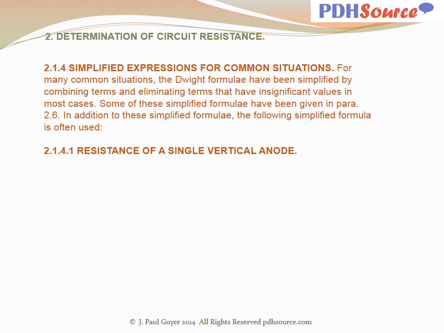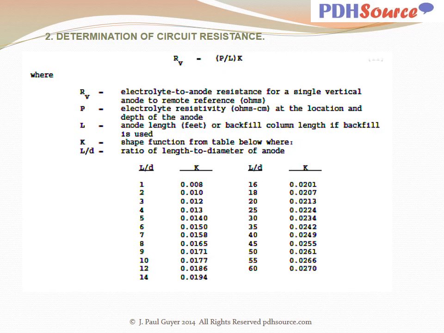For many common situations, the Dwight formula has been simplified by combining terms and eliminating terms that have insignificant values in most cases. Some of these simplified formulas have been given. In addition to these simplified formulas, the following simplified formula is often used for resistance of a single vertical anode.